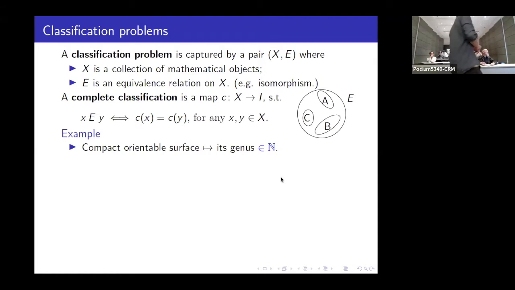this famous classification. Oh, I see somehow. Maybe this is not what I should be showing people.